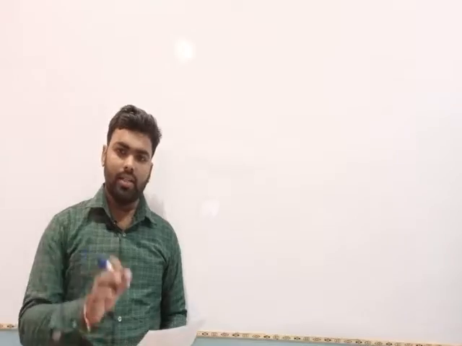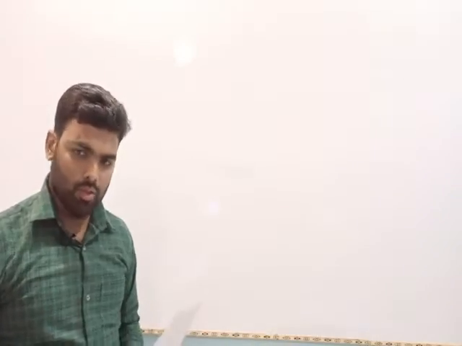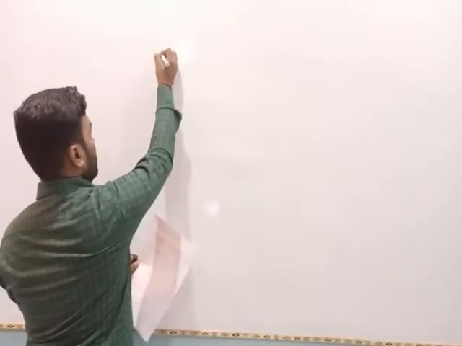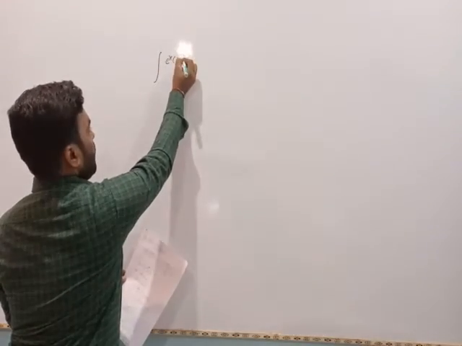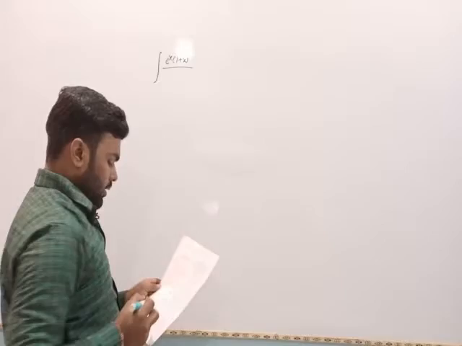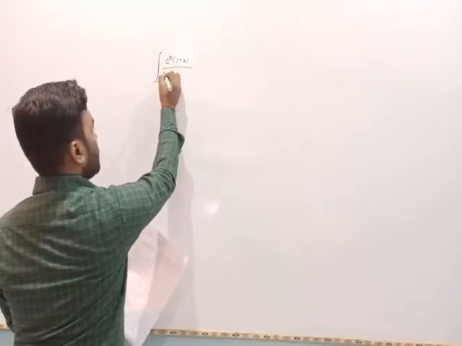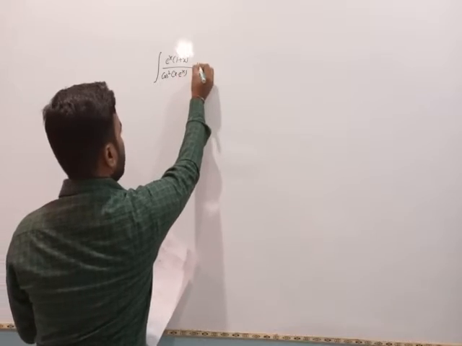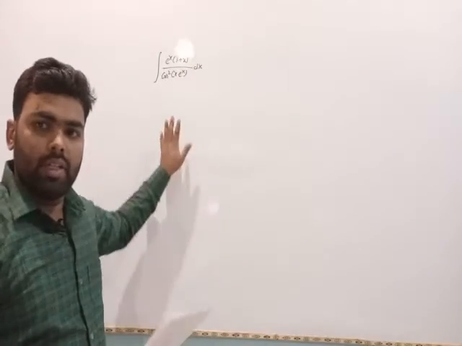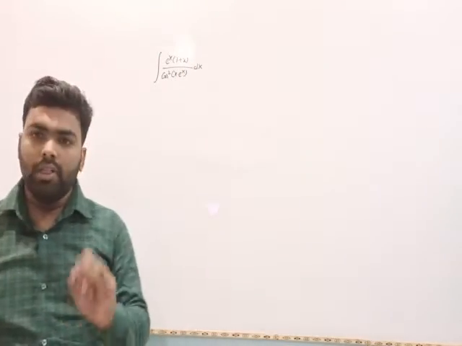Now let me take another example of integration by substitution. Your next example is the integration of e to the power x into (1 plus x) divided by cos square of x into e to the power x, dx. If we take this example, then how will we integrate this?